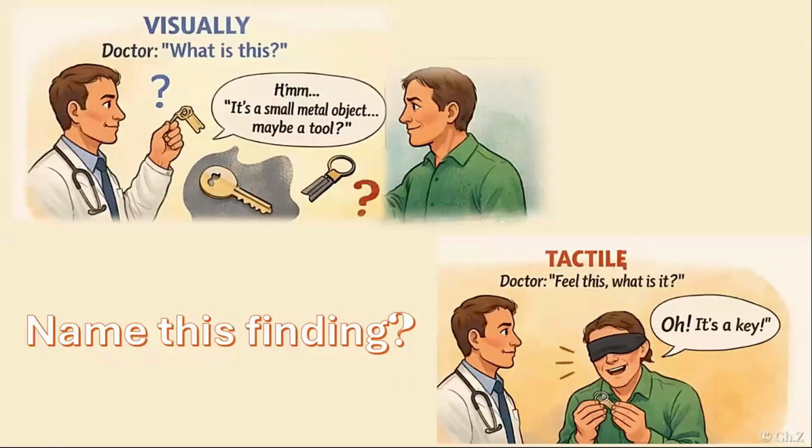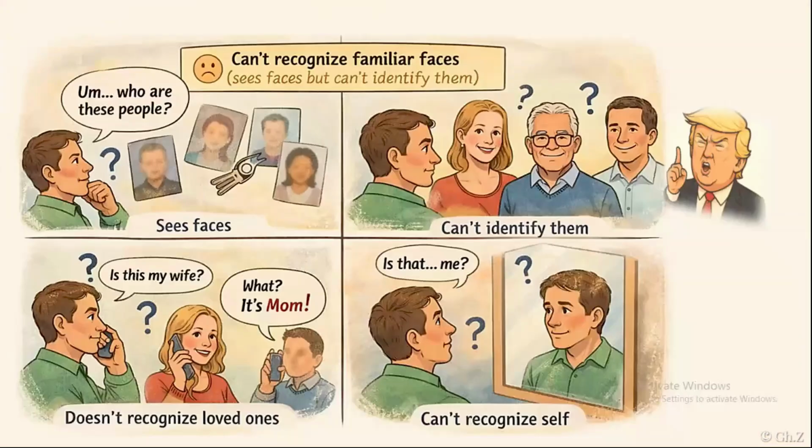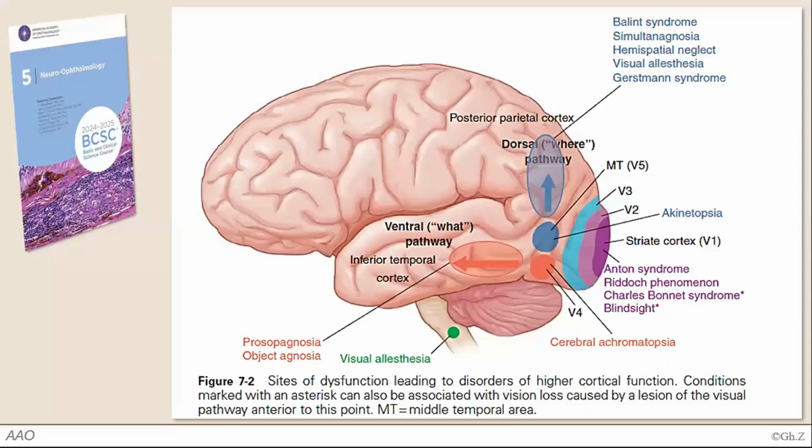And we shared some of these in the Kahoot game. Like this patient can't identify an object by vision, but if they use other senses like touch or description, they can identify it. So this is actually called object agnosia. And the lesion should be bilateral in the ventral pathway, affecting the occipitotemporal projections. And also we shared about this, the patient can't identify familiar faces like family, friends, famous people, and even themselves. We can say face blindness or prosopagnosia. And if you remember, prosopagnosia is due to a lesion here in the ventral pathway.